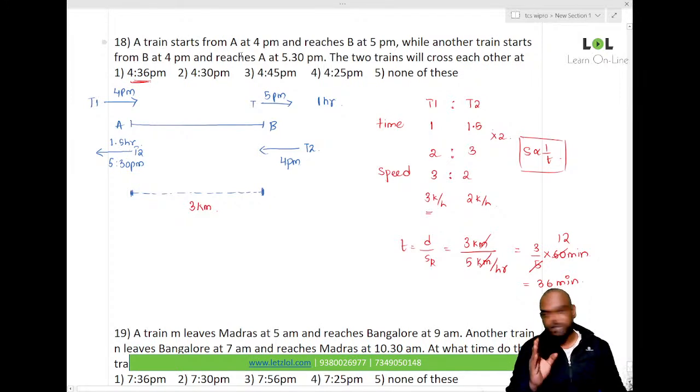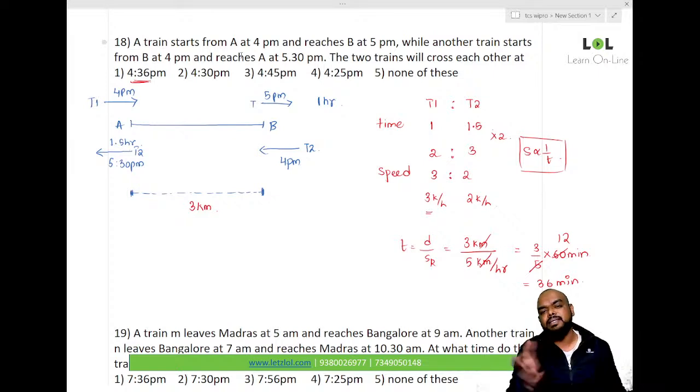I'm repeating this one more time. We have the time ratio 1:1.5. If you want to avoid that decimal, multiply the ratio by 2. That becomes 2:3. If the time ratio is 2:3, then the speed ratio will be 3:2, the inverse of it. So let us assume the speed of the first train as 3 km per hour and the speed of the second train as 2 km per hour. Look, you can consider any speeds, as long as they are in the ratio 3:2.